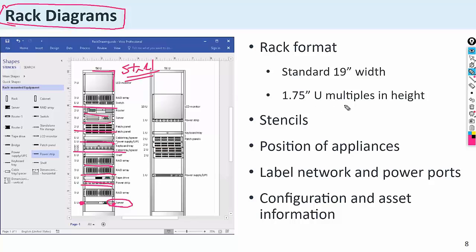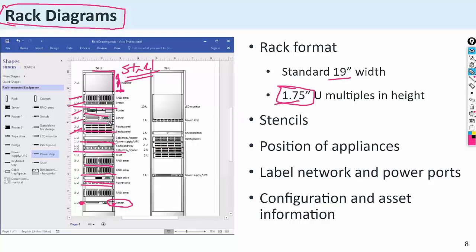The standard is 19 inches wide, and 1.75 inches is the unit of height. So 1U, 2U, 3U, and 1U is equal to 1.75 inches.